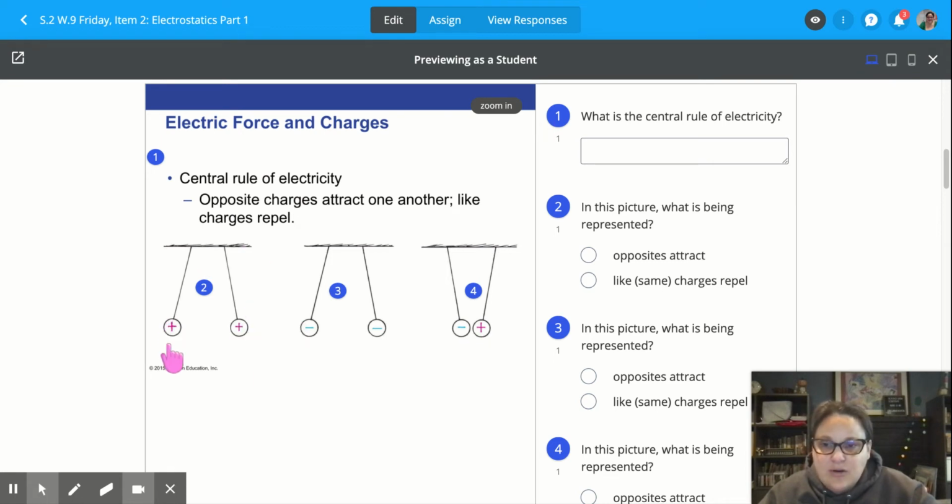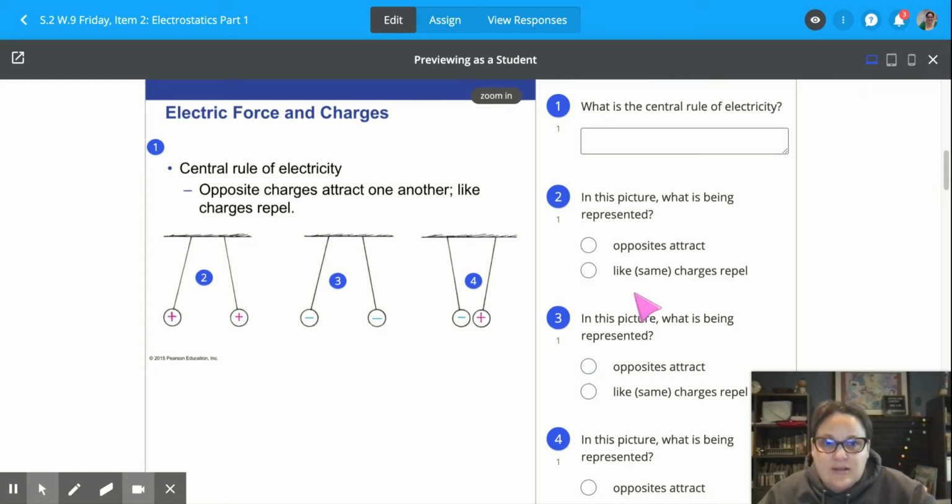If we look at these three images, we can see that these are essentially little lightweight balls that are coated in a conductive material, and a positive charge has been placed on these two and a negative charge on these two, and then opposites on these. You can see that here the minus and plus are going towards each other. They're not hanging straight down. They're not hanging away from each other, but they're hanging towards each other. And in the first two pictures, we see that they're being pushed away. This is a lightweight string, and this shows that they're being pushed from each other because they're not hanging straight down anymore. So you're going to answer 4 questions that go with this slide.